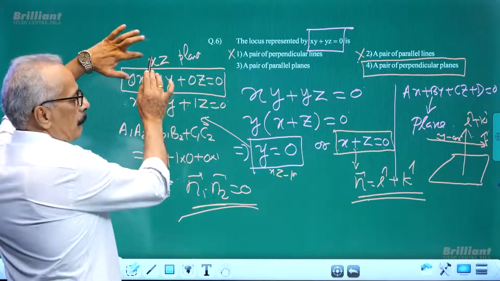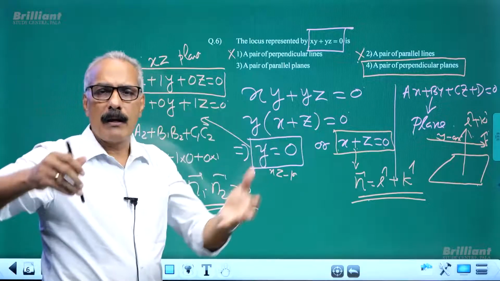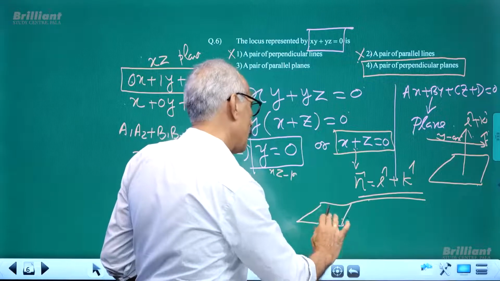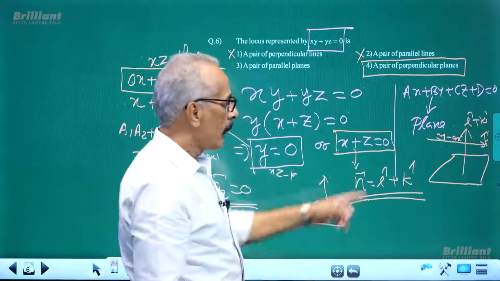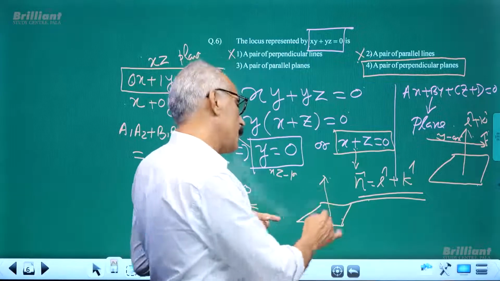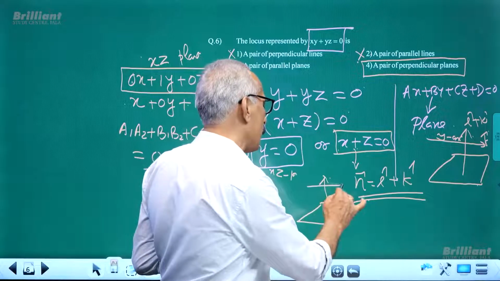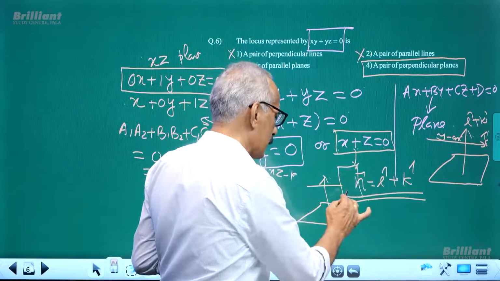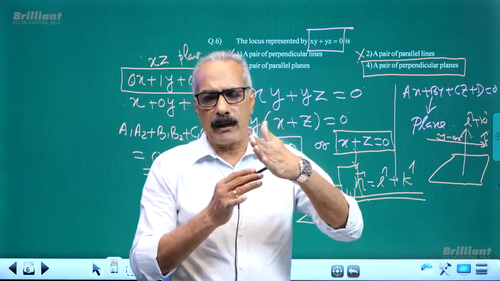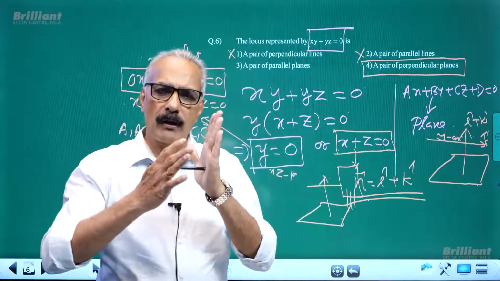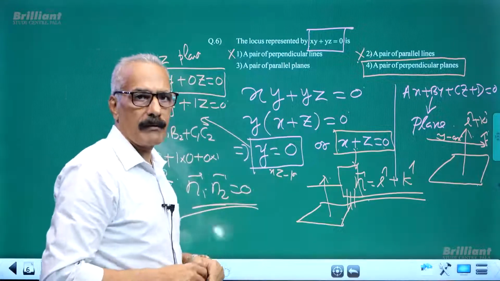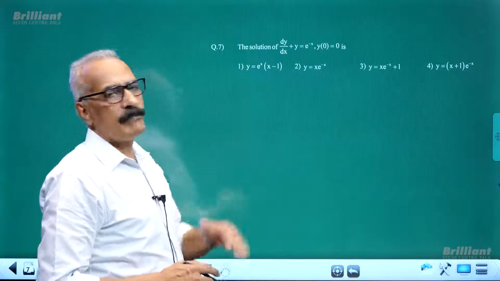This is the xz plane. For the xz plane, what's the normal? The y-axis. This plane is parallel to the y-axis. That is, our other plane will be like this. That's why these two planes are perpendicular. Normals are perpendicular, therefore the planes are also perpendicular. Normals are parallel, planes are also parallel. Keep this in mind.